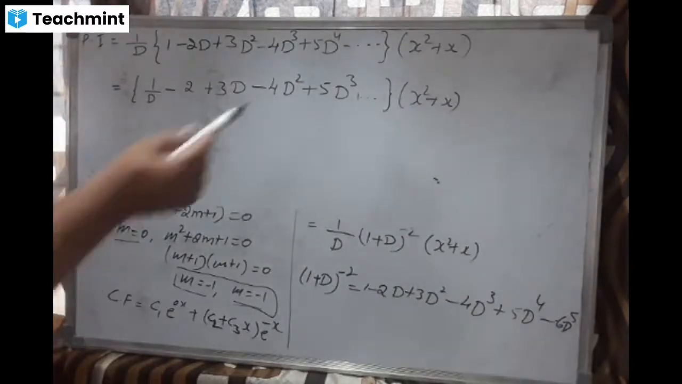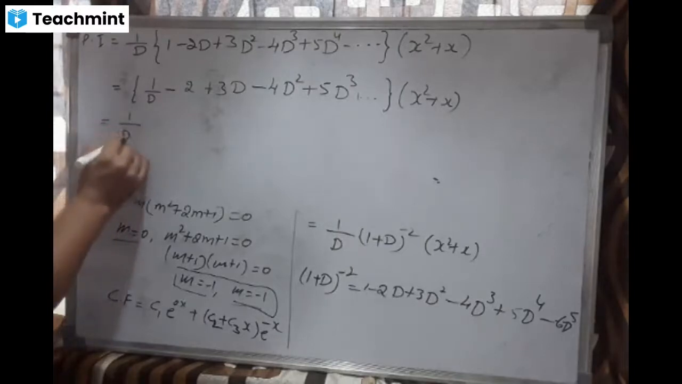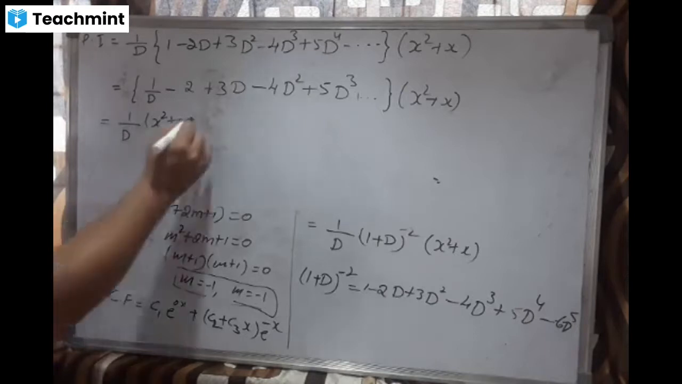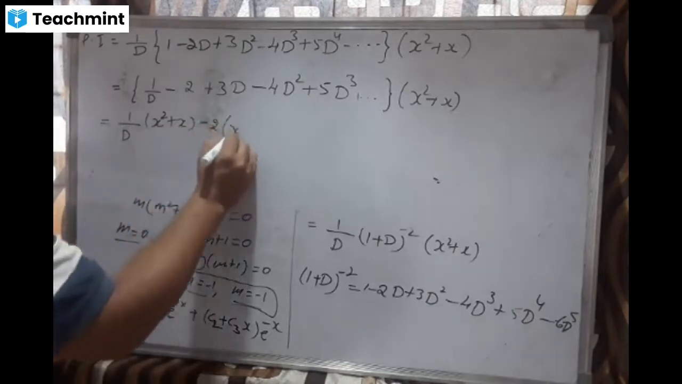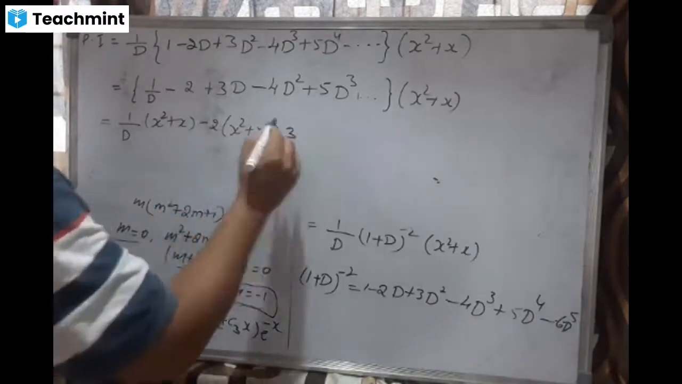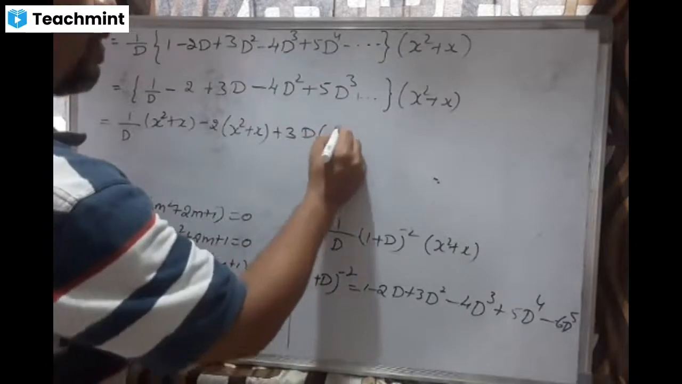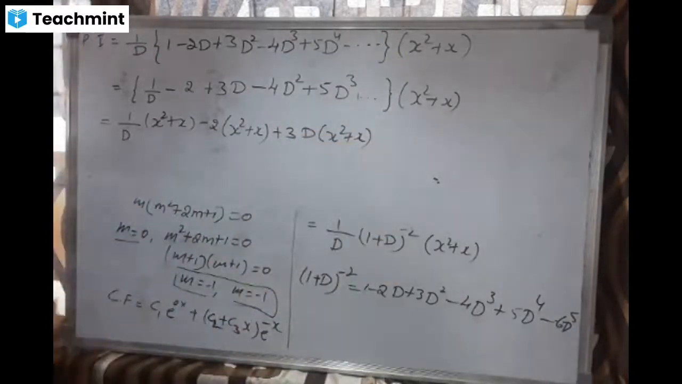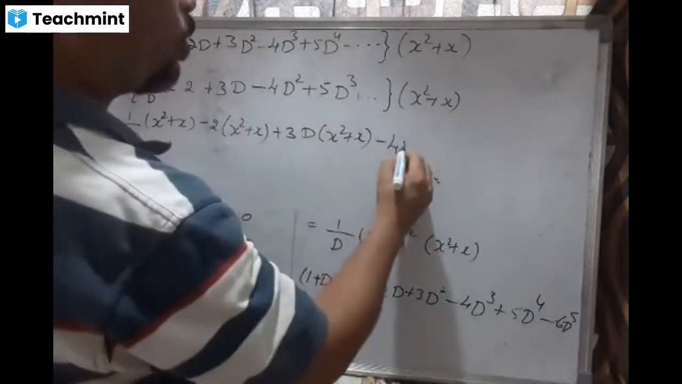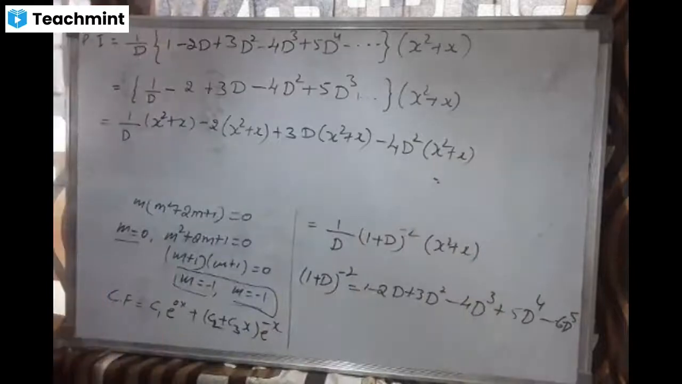what I have to do, how to bring this whole thing inside. This is equal to 1 divided by d into x square plus x, this is the first term, minus 2 into x square plus x, this is the second term, plus 3 times d into x square plus x, right, minus 4 times d square times x square plus x, right?